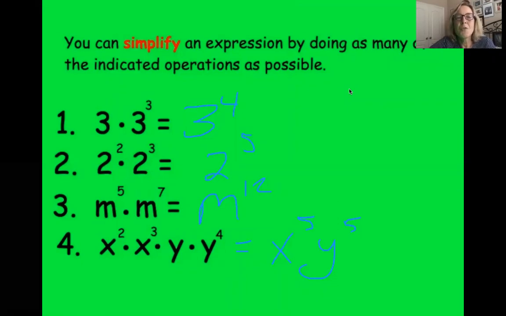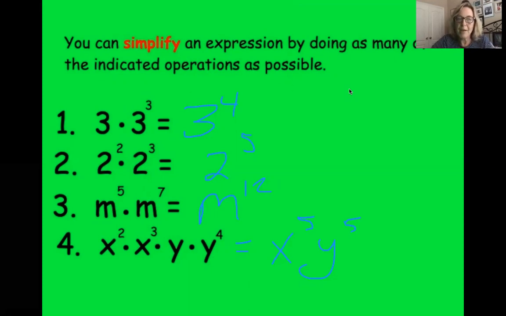So 3 times 3 to the 3rd power. So 3 by itself means 3 is just a factor once. So if you multiply that times 3 more 3's, that would give you a total of 4 3's. So we write that as 3 to the 4th power. 2 cubed times 2 squared times 2 cubed. We did this problem, 2 to the 5th power.